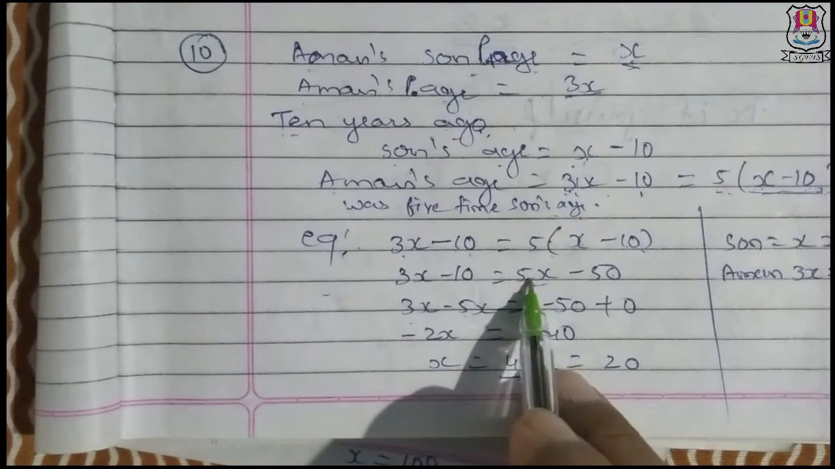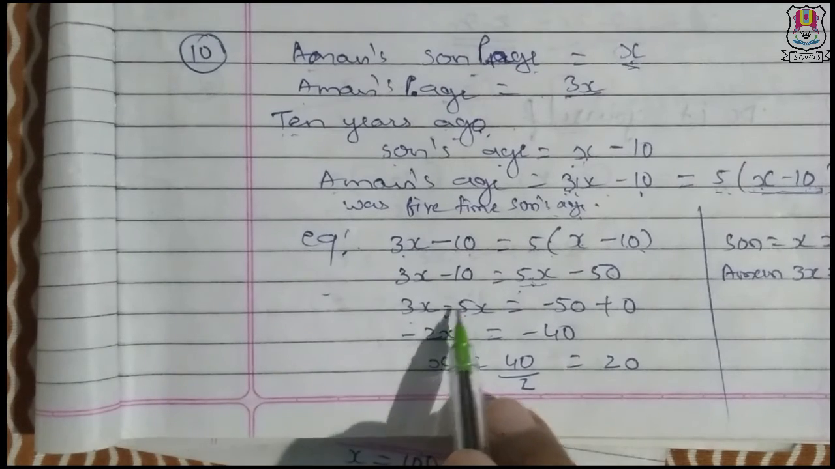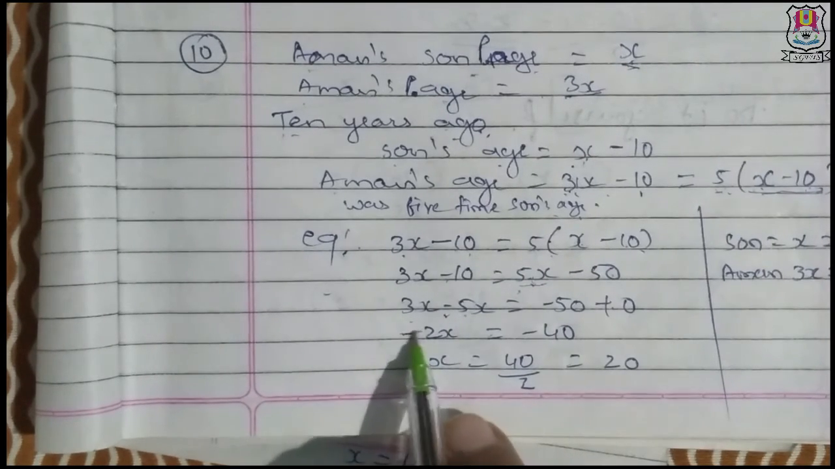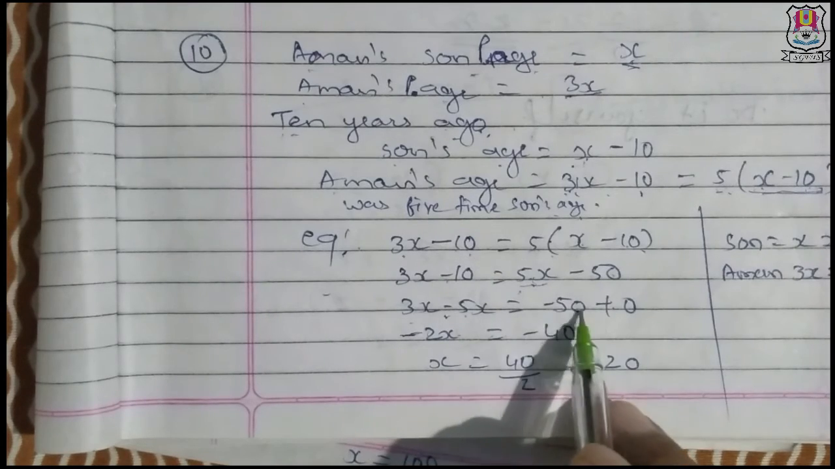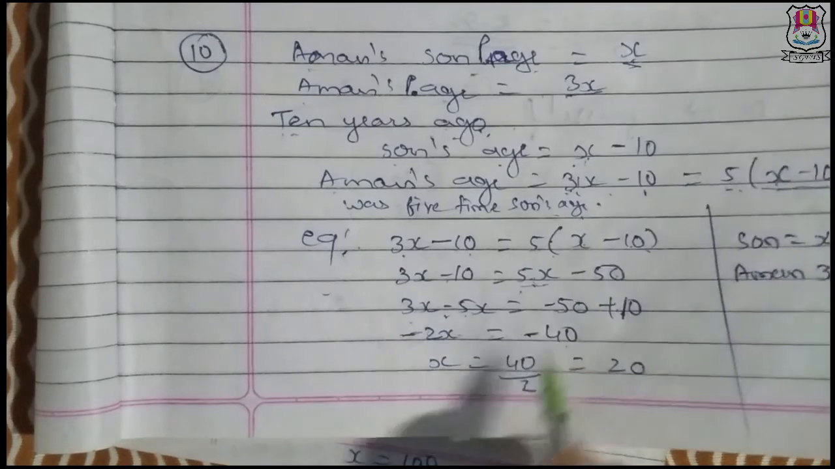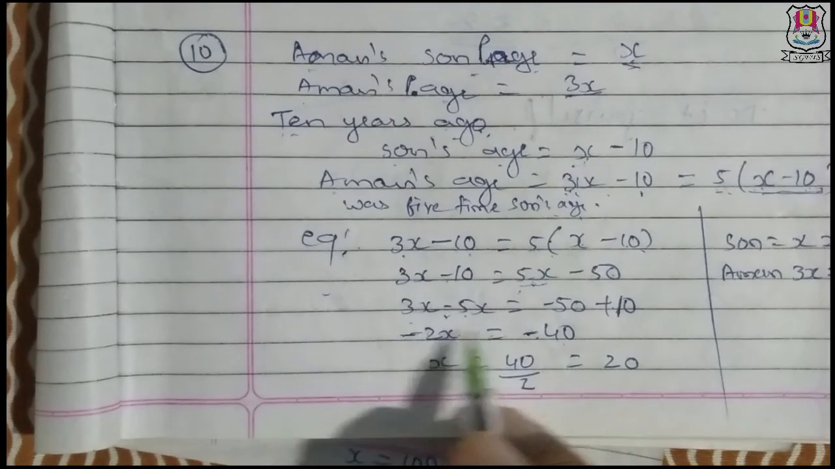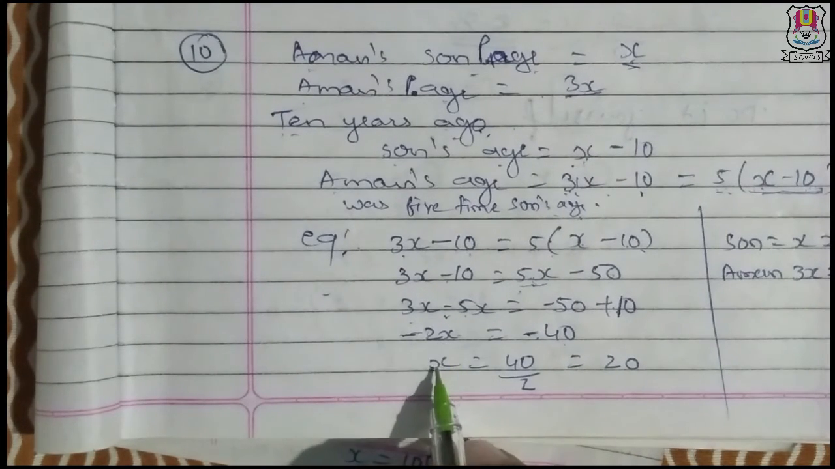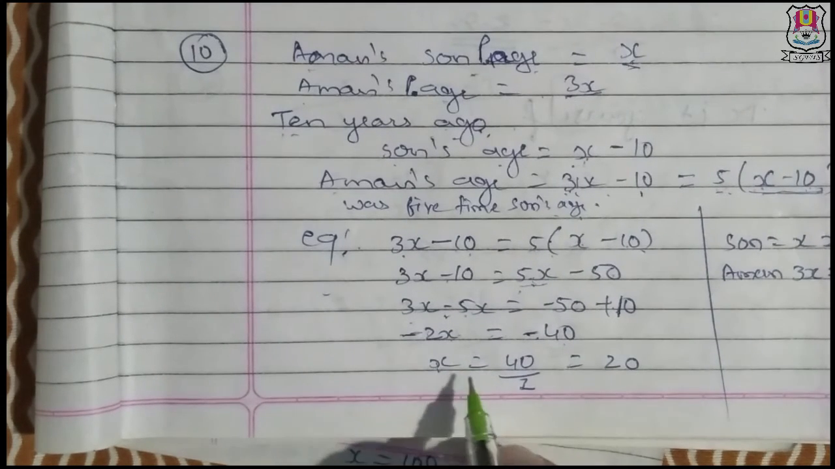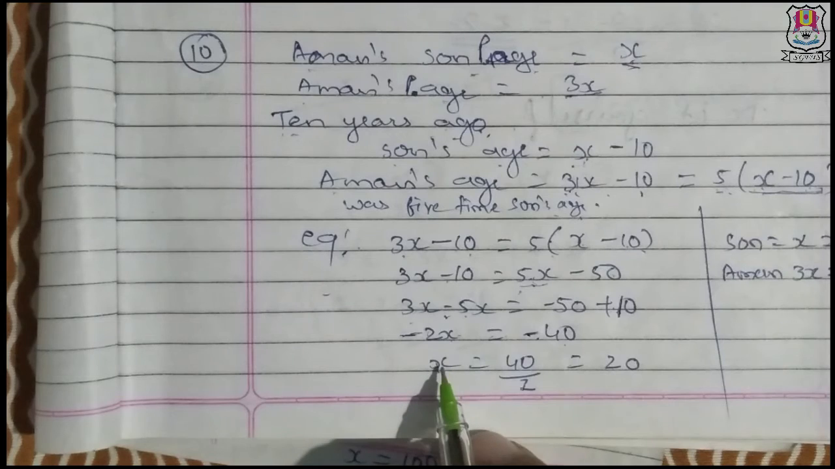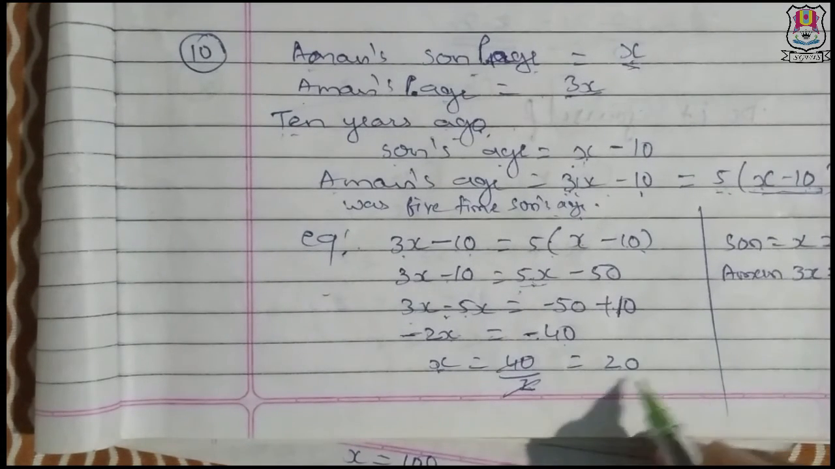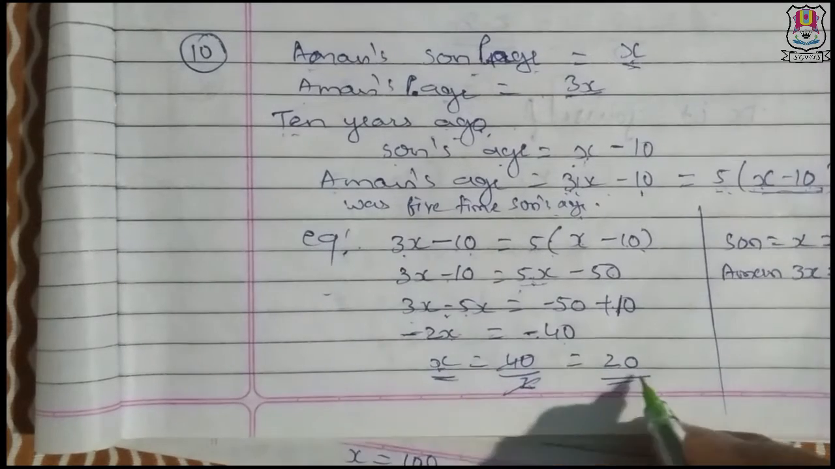So 3x minus 5x: this plus is going to become minus, and this minus is going to become plus over here. So 3x minus 5x, we are going to have minus 2x, and minus 50 plus 10, so it is minus 40. Now minus minus is cancelled out. 2 is multiplied by x, so 2 is shifted onto the right hand side, so it is in division. So x is equal to 40 upon 2, 2 twenties are 40, so we got x is equal to 20.